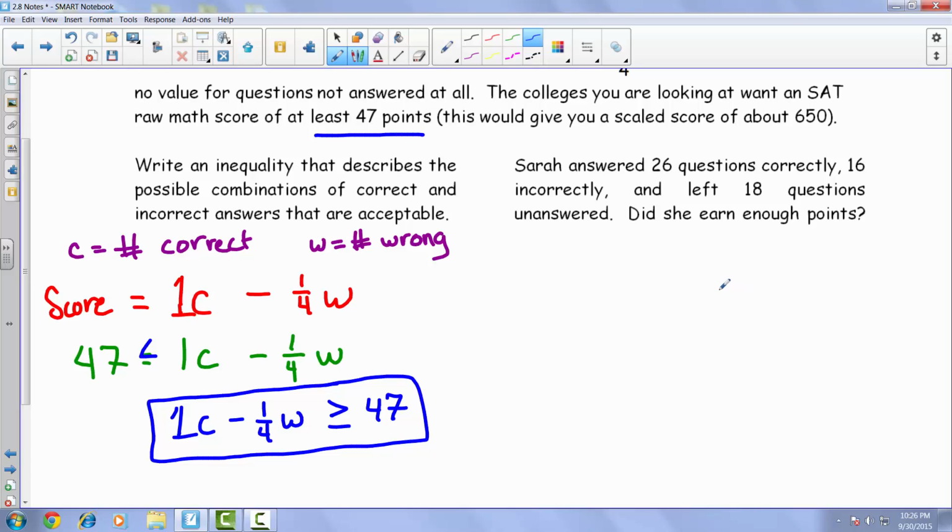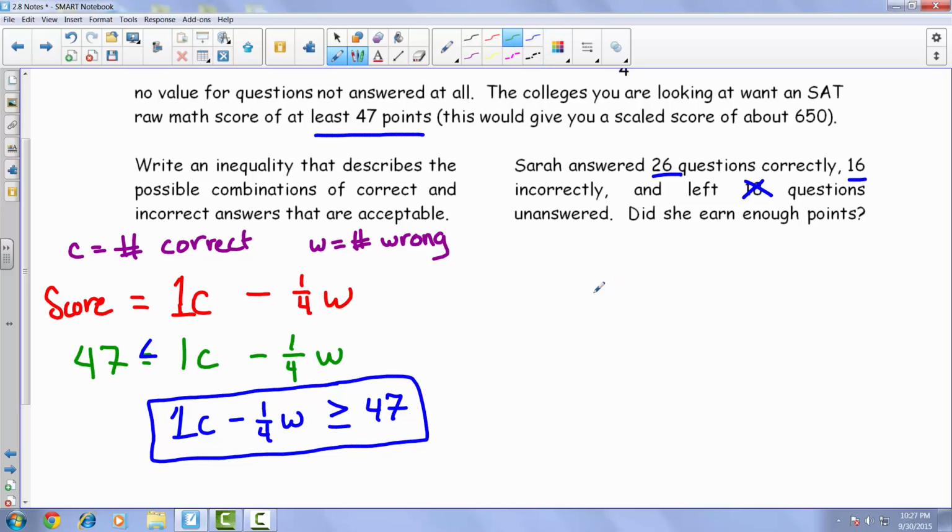Now suppose that Sarah answered 26 problems correctly, 16 problems incorrectly, and left 18 unanswered. Did she score enough? Well, pretty much all we have to do is take the number that she got correct, 26, throw it in for C. Take the number that were incorrect, 16, throw them in for W. The 18 is actually factored into the exam and the amount of points that she's looking for. So for our 18, we don't even really have to use it at all.